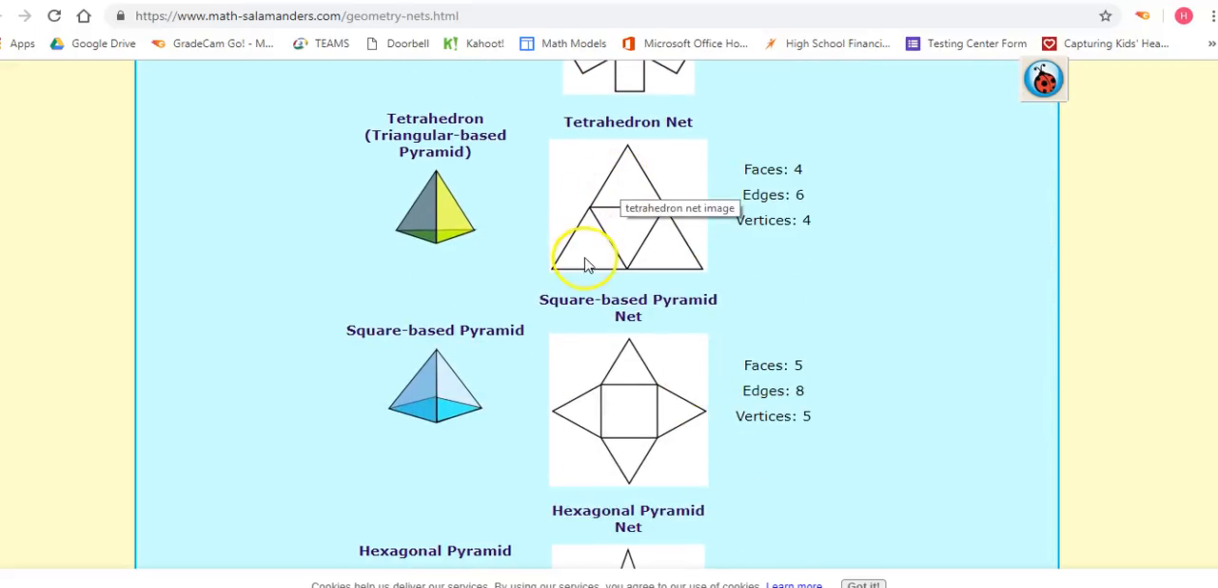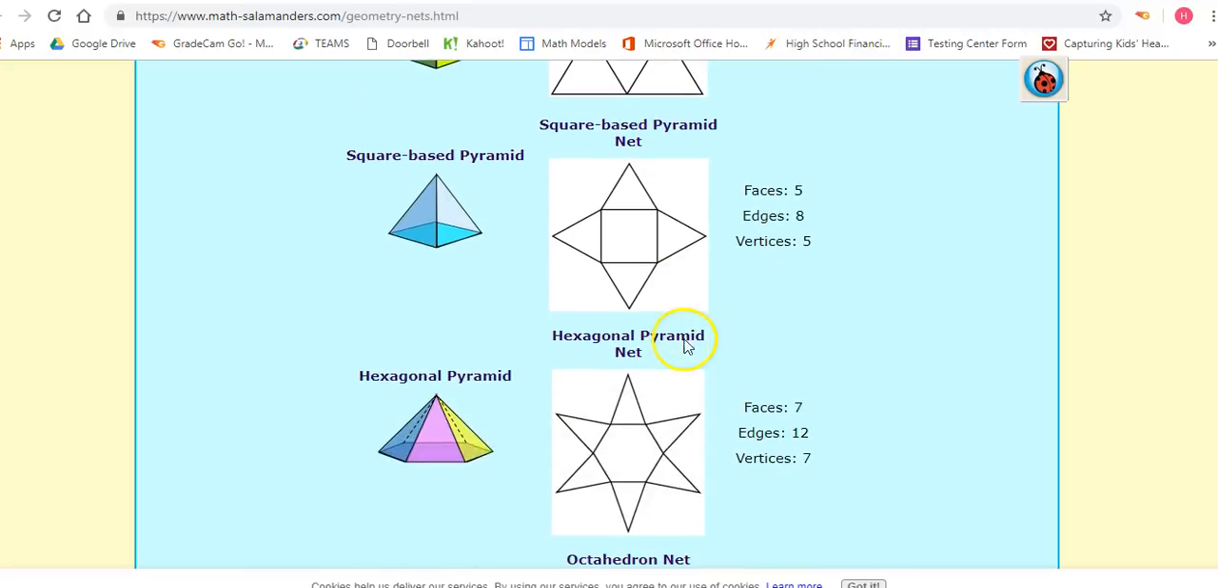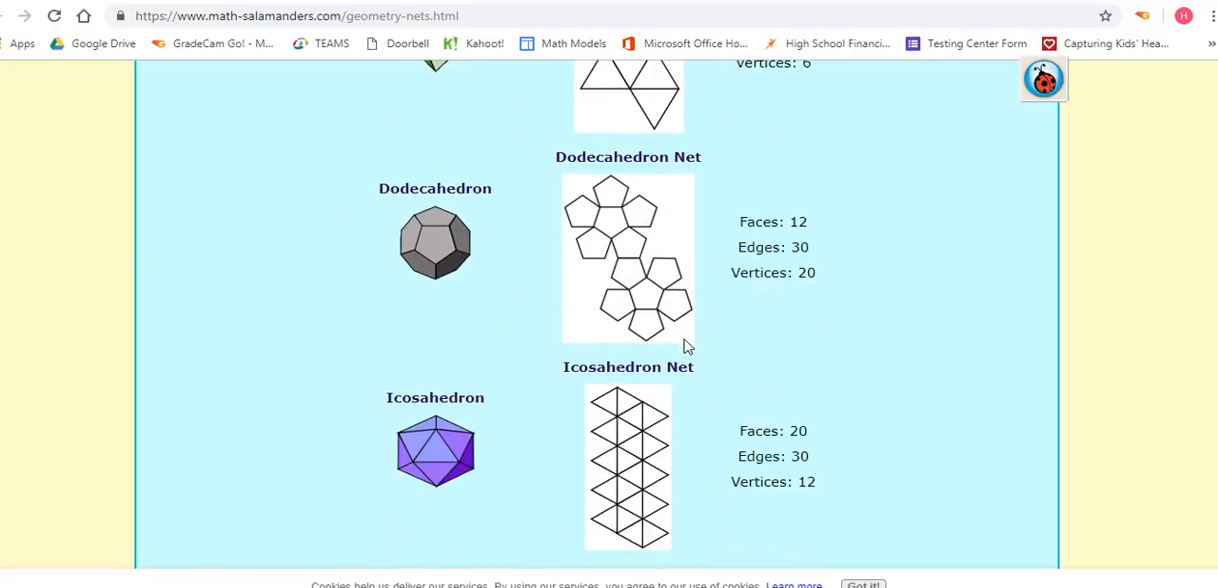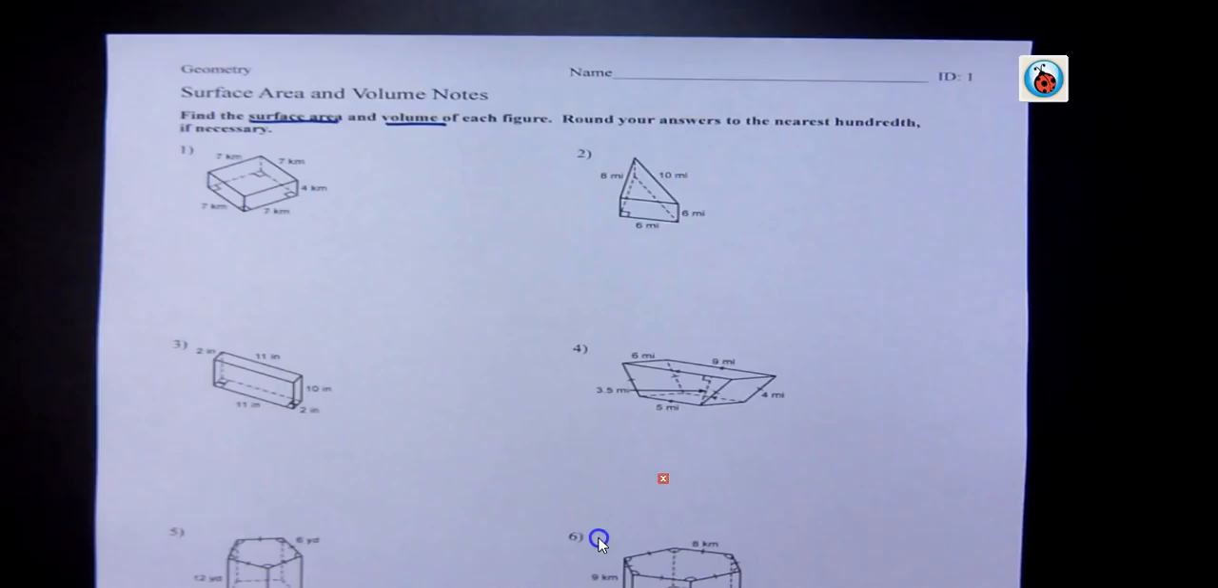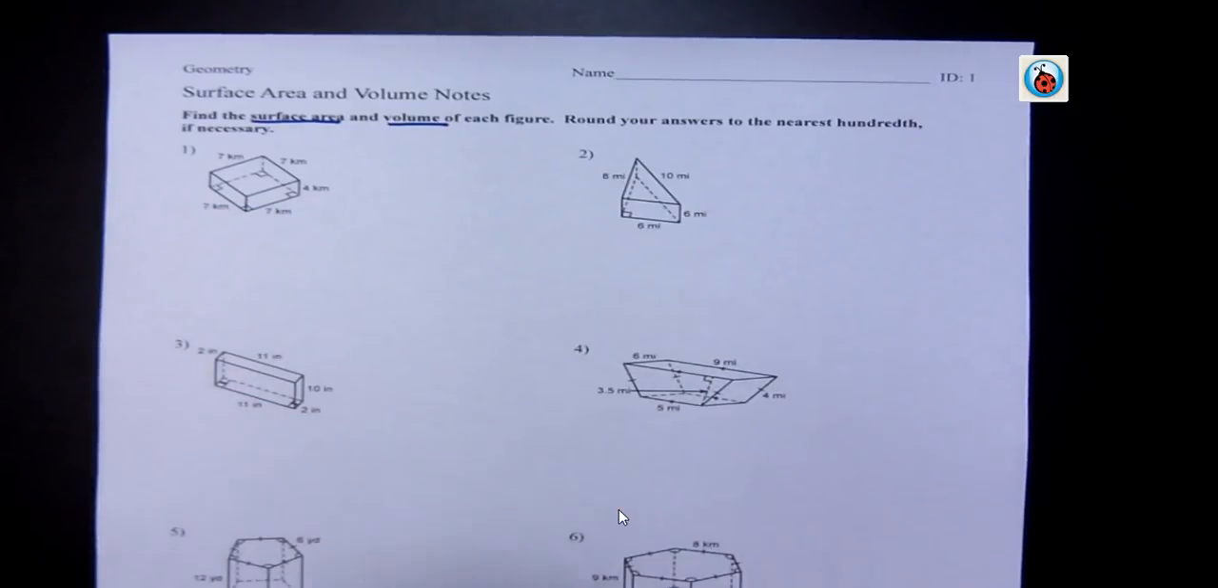And then as we get into the pyramids, which we'll be doing next class, this is what they look like when they're unfolded. So that's one way to find surface area, is to just find the area of each side and add them all up together. Some people find that easier. Most people find using our formulas easier.